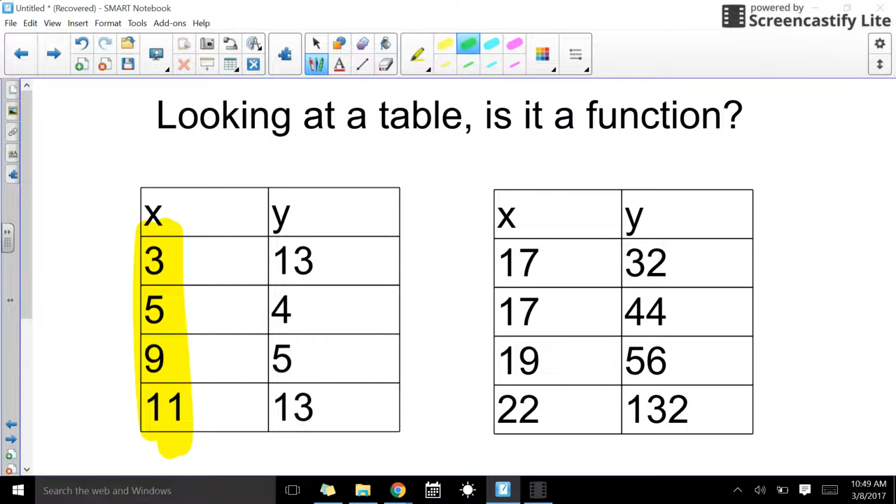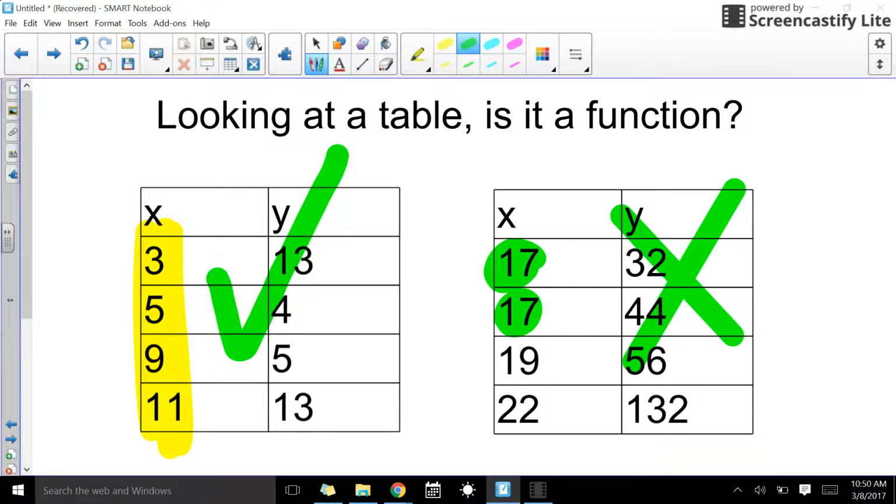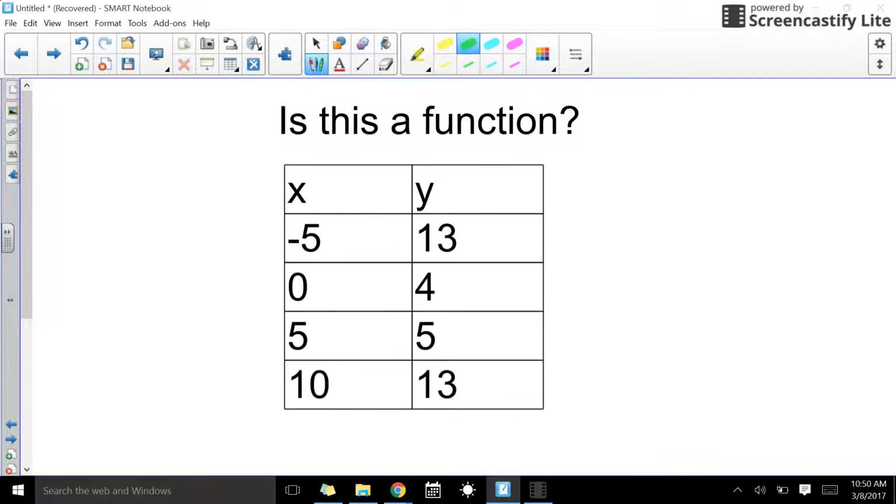So when we look at this, we see we have 3, 5, 9, and 17. This could be a function. Okay, but when I look over here, I see I have 2, 1, 7 repeating x values. This cannot be a function. So is this a function? Yes, because I don't have any repeating x values.